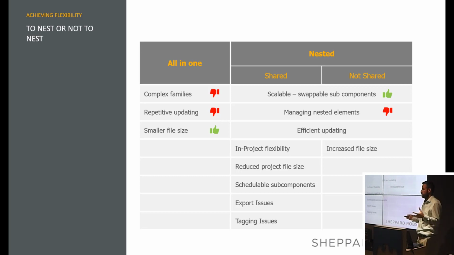You have to manage, one of the drawbacks is you actually have to manage the nested content that you've got in there. But updating it can actually be really efficient if you've got the right tools. If you're using shared nested components, it gives you additional in-project flexibility. You can switch them out in projects and locally, which is quite interesting. The file size inside your project is significantly reduced. You can schedule the subcomponents if you really need to or want to.